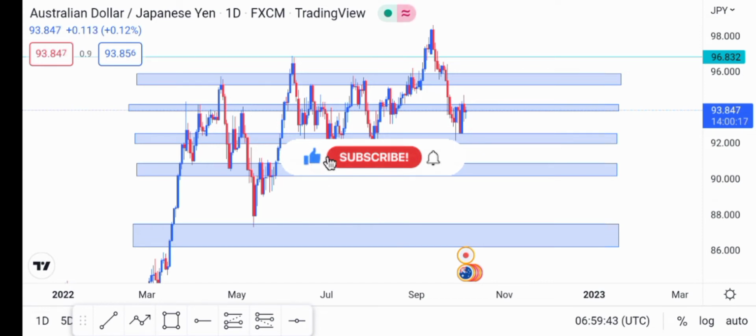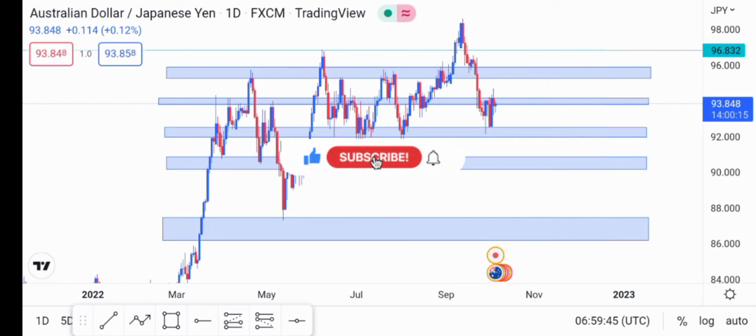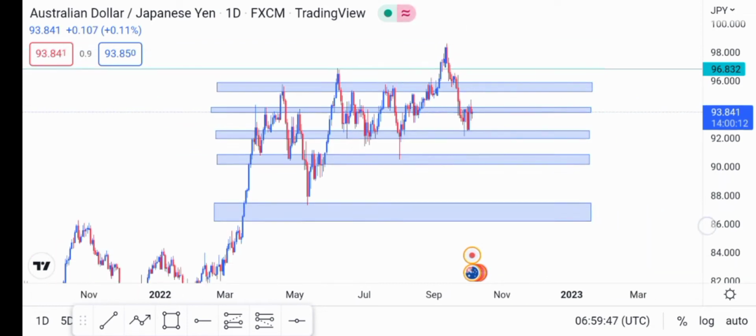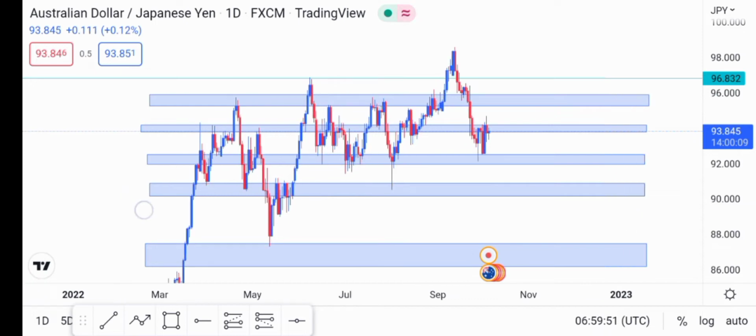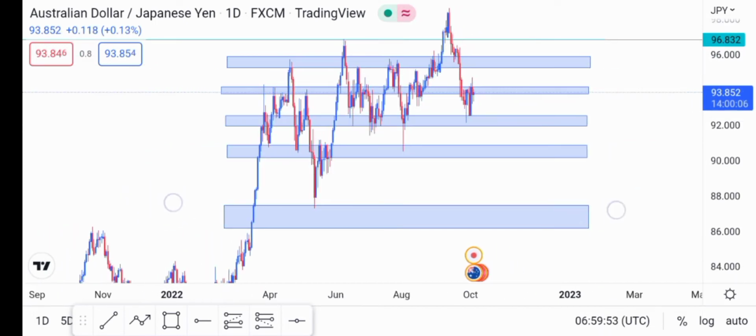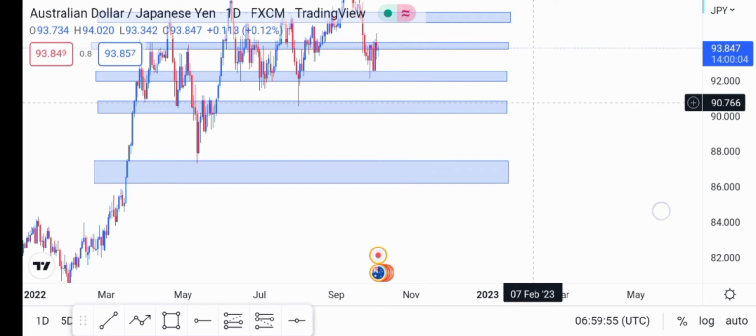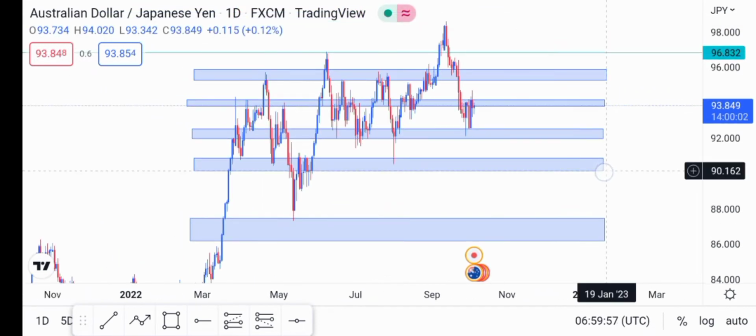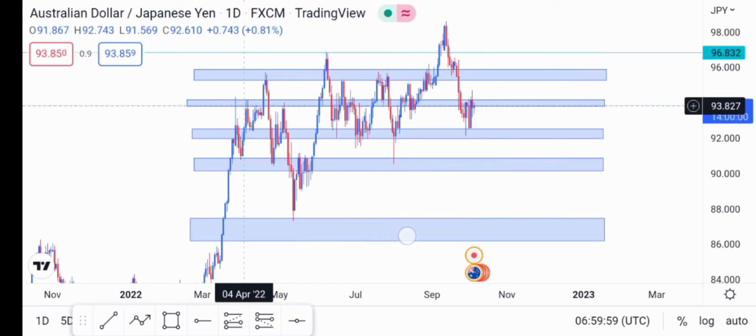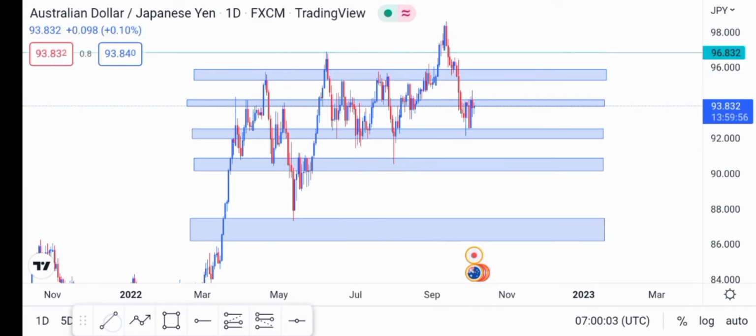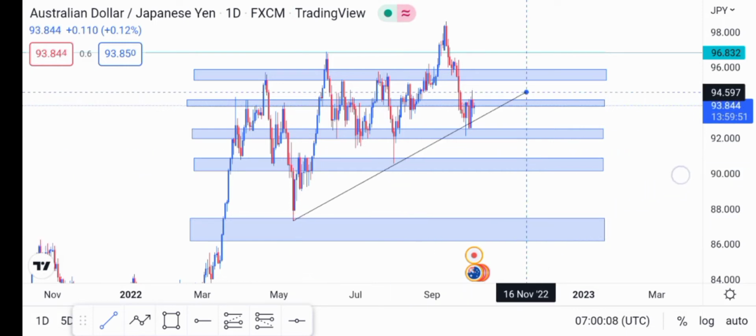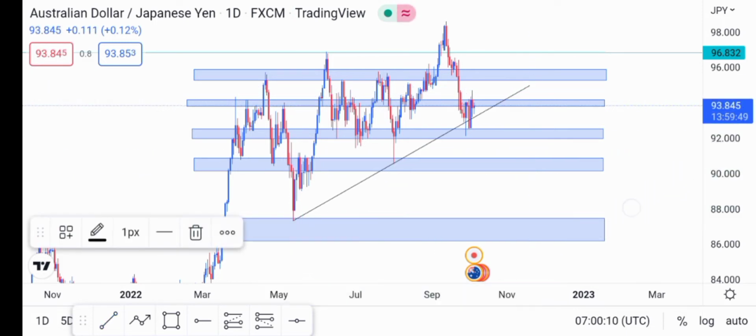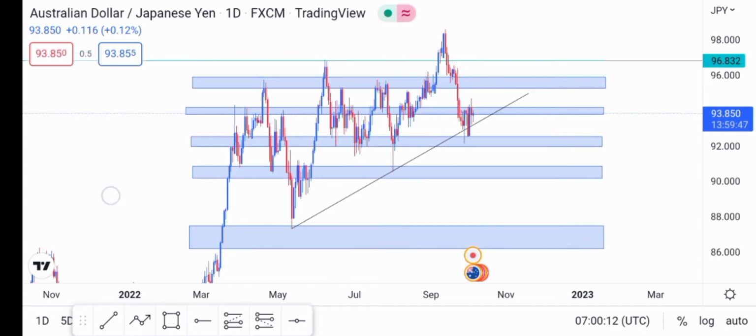Okay, so guys, as you can see, I've already laid out all my levels on AUD/JPY. So currently we are going to focus around this area right over here. If you look closely, I can see from this point right over here, I have a beautiful trend line, from that point right over there.